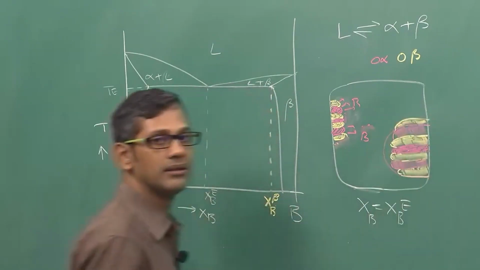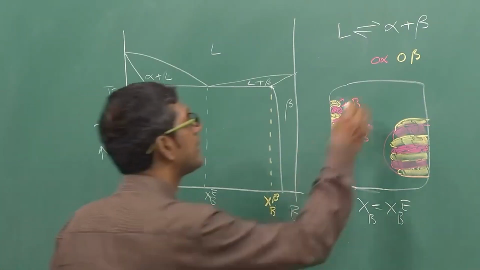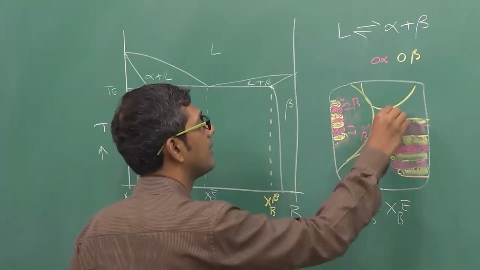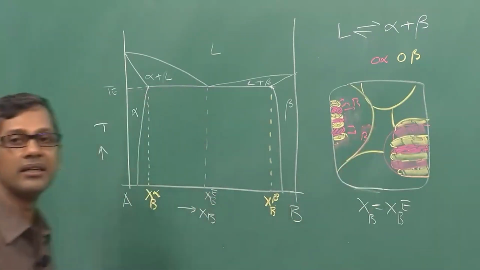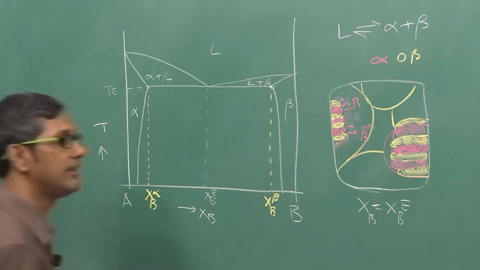Like that, and that happens everywhere in the liquid. So it can also happen here, it can also happen there, it can also happen here, it can also happen there. So finally the whole sample will become full of eutectic. That is what is actually seen in these microstructures.